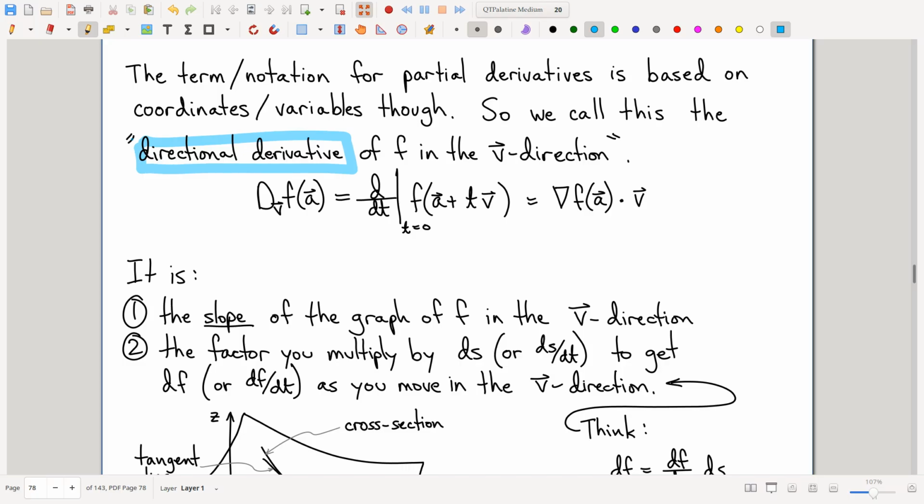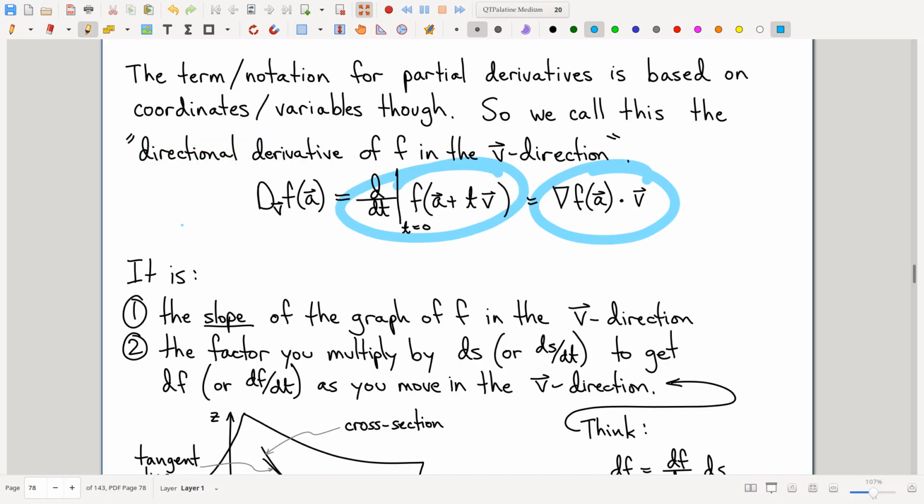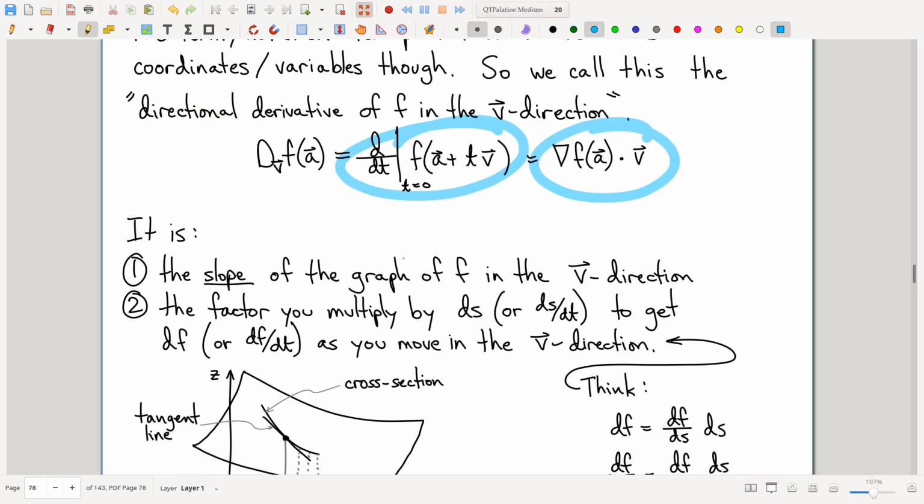But we get the same result, that these four things are always the same. So the name, again, we give is directional derivative. The notation we give is that right there.